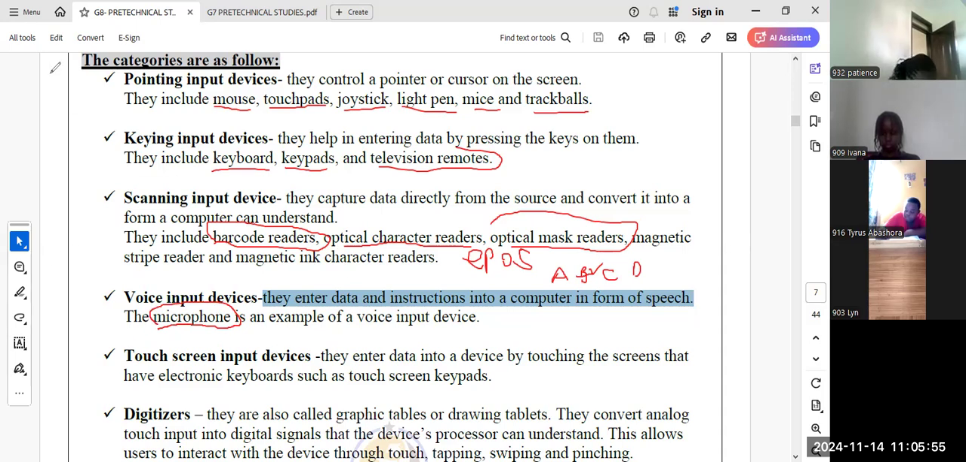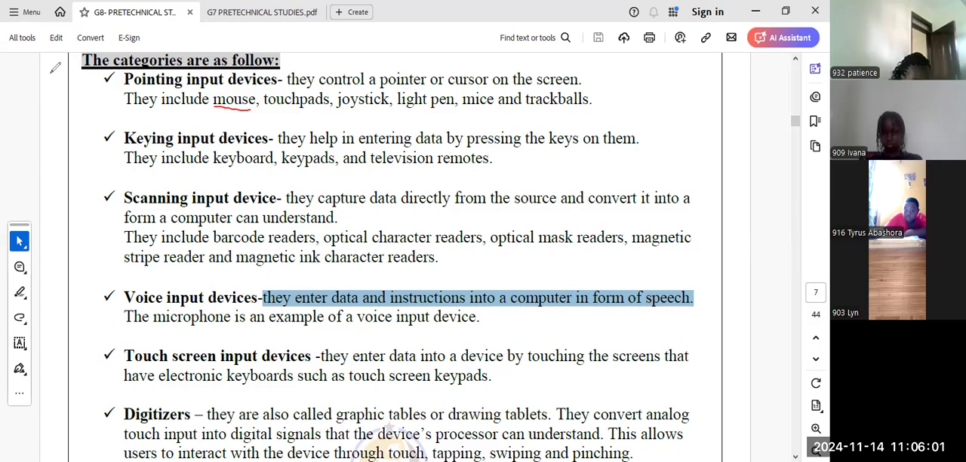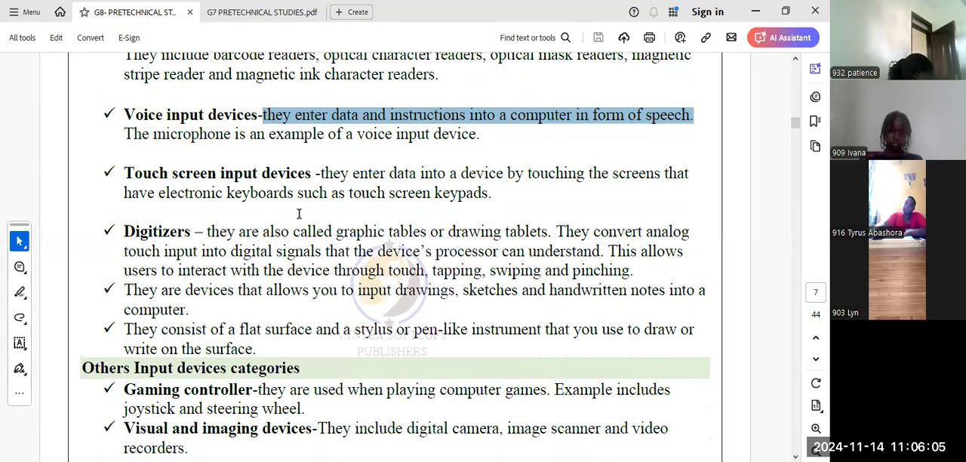Next, we have the category called the touchscreen input devices. Touchscreen input devices, or you can simply say the touchpads, touchscreen.